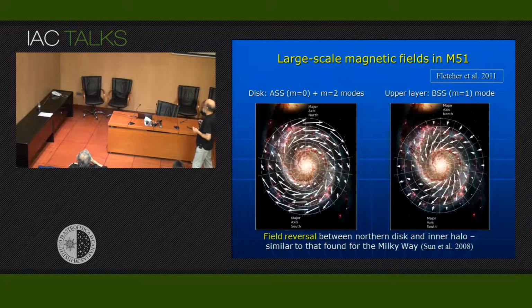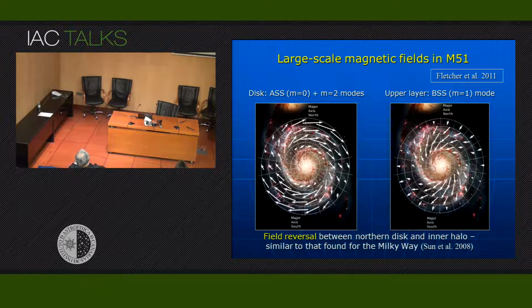So there is an underlying m equal to 0 plus 2 mode. In the halo, we need another component, and there's possibly a bisymmetric mode in the halo. As I mentioned before, I'm personally quite skeptical about bisymmetric modes. You see going in, going out here, whether that can be excited. So I'm not sure whether this is an overinterpretation of the data. At least this is what we published in our 2011 paper. So there is possibly a reversal between the disk and halo.